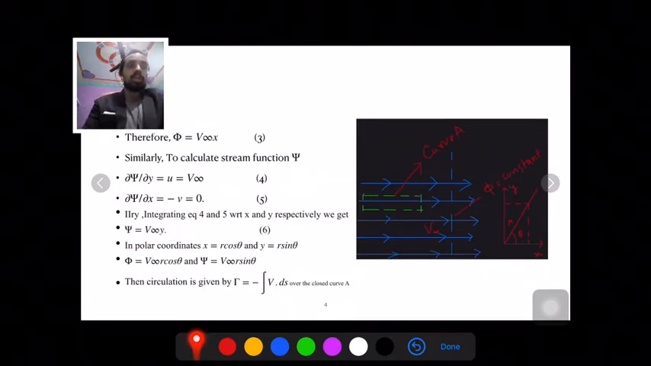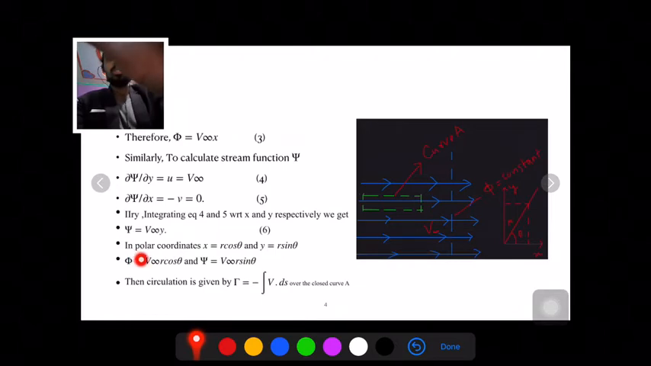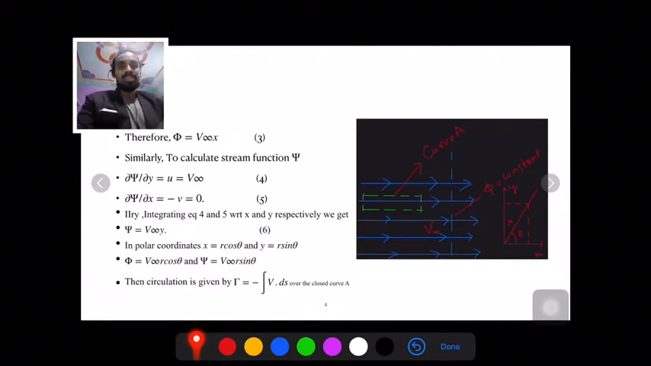Next, let's look at this thing here. Basically I'm going to talk in terms of polar coordinates, right? So my x by r is nothing but your cos theta and y by r is sin theta. That means x is equal to r cos theta and y is equal to r sin theta. So now what we have to do next is you just have to substitute the values of x and y for your phi and psi. Okay, so just substitute in those equations, you are basically going to get psi is equal to v infinity r sin theta and phi is equal to v infinity r cos theta.